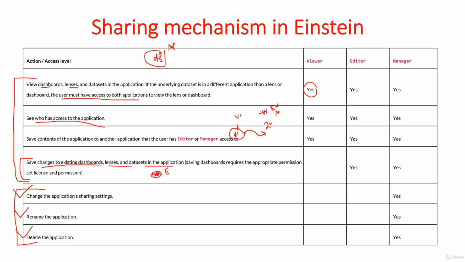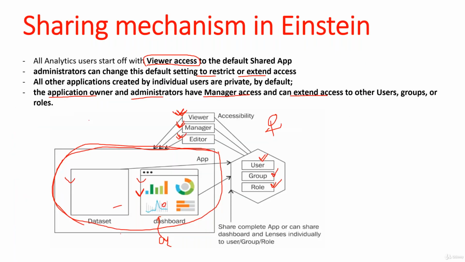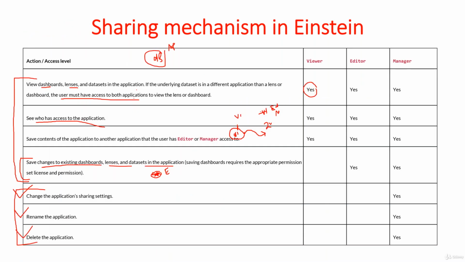So there are three levels of access: viewer, manager, and editor, which we can define at the user level, the group level, or the role level, and based on the access, that determines what a user can do on the application. In the next session, we'll see how to do that. I showed you in the previous session how I create applications, but I'll show you again how I provide this viewer and manager access to my Einstein applications.